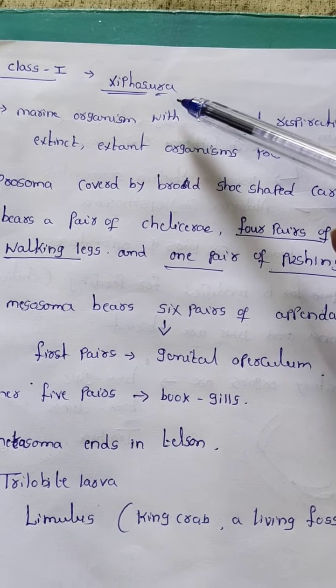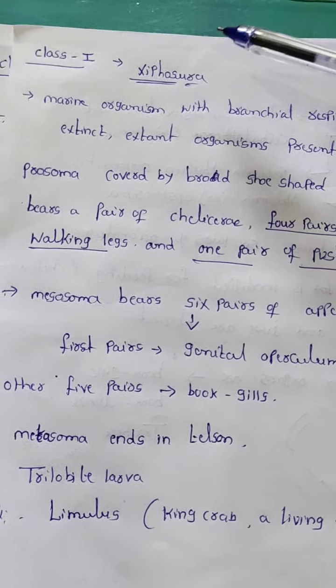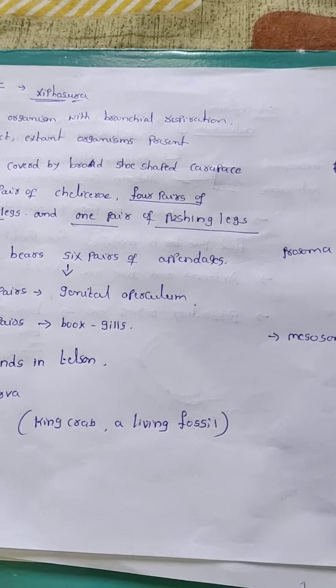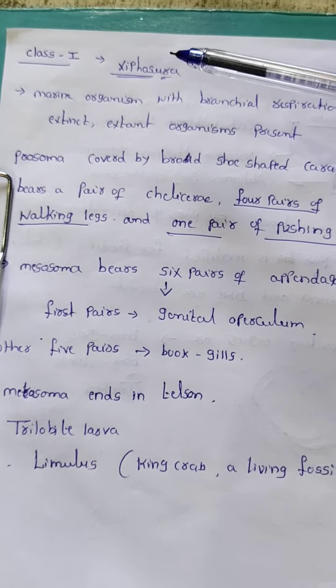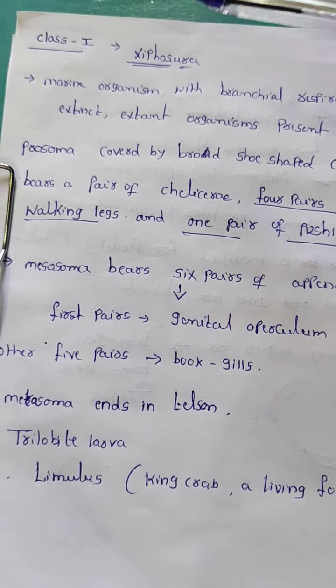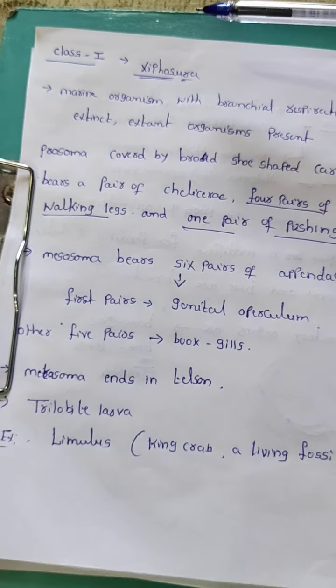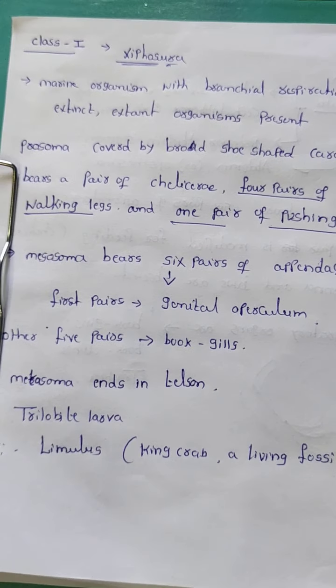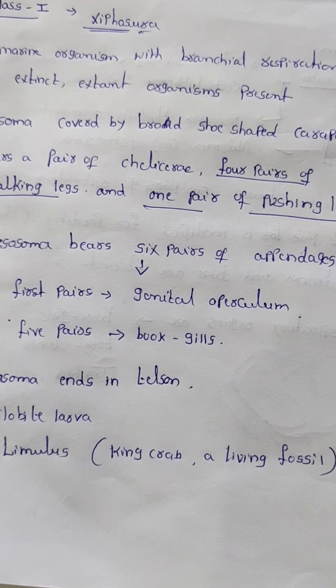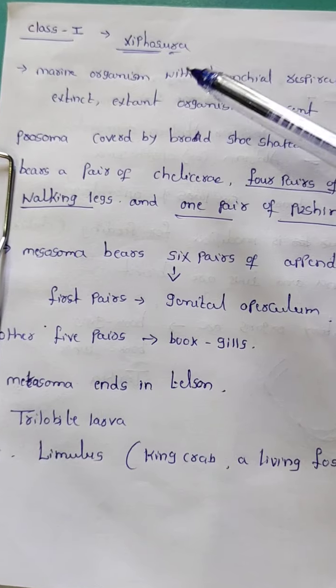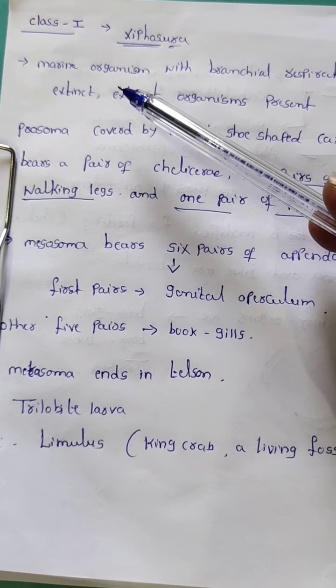Now in Chelicerata, the first class is the Xiphozoa. That's why subphylum Chelicerata has two classes. The first class is the Xiphozoa. I already said the first anterior part is called what? Prosoma. Prosoma has how many segments? 6 segments.